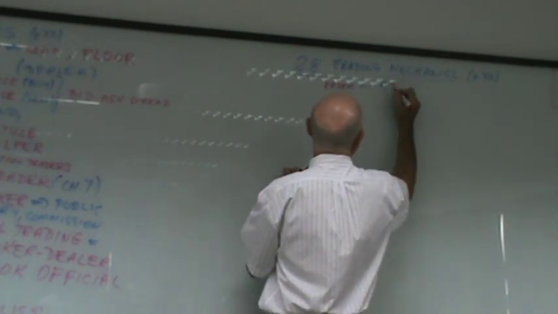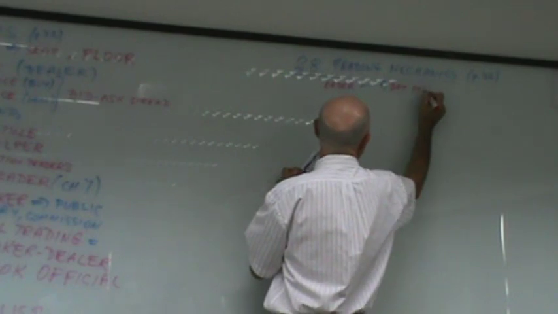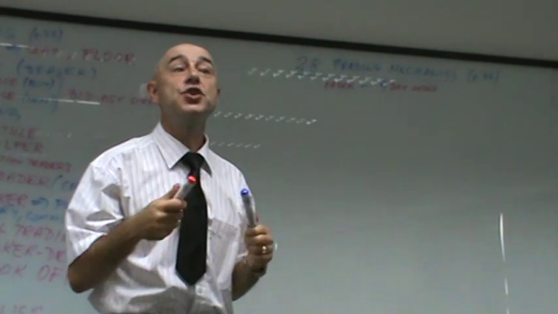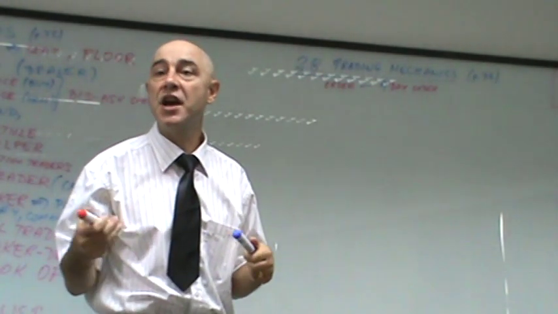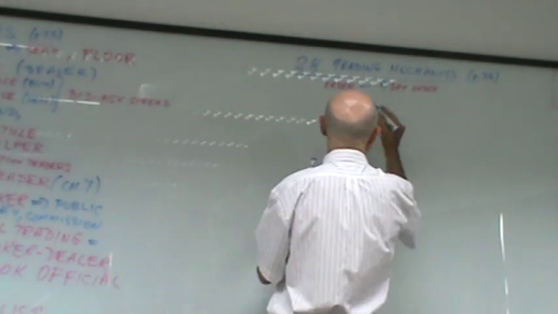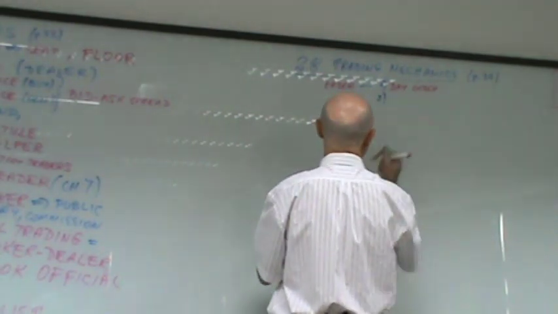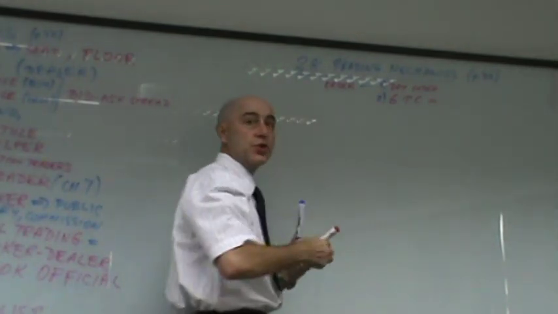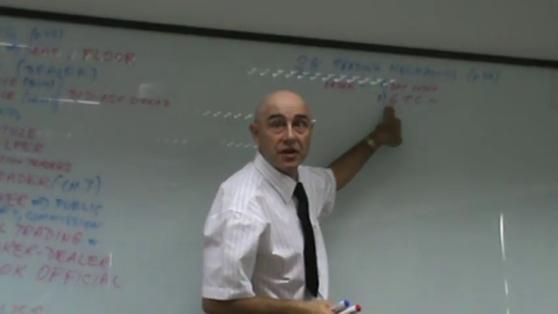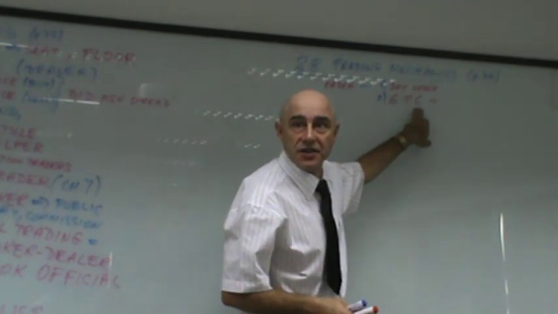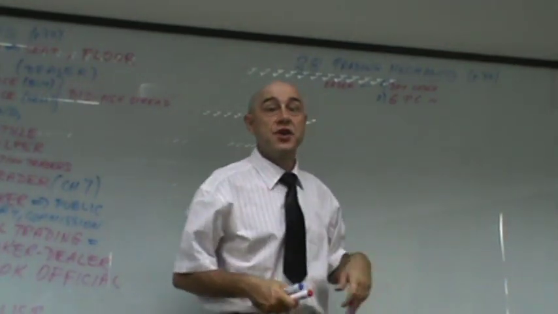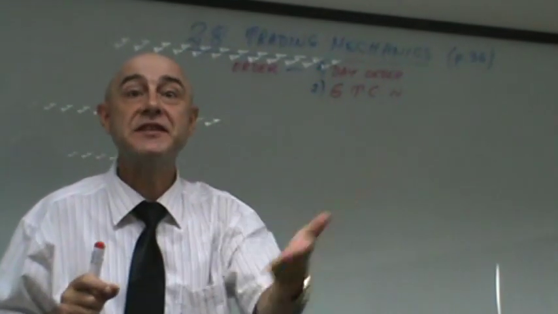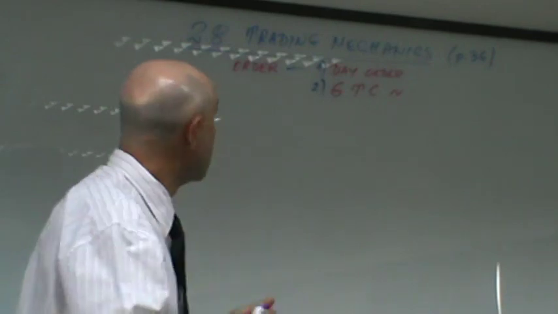You can have a day order. This is an order valid during the trading day. GTC order. Good till canceled. So, you place an order, GTC, it's good, unlimited, until you go and explicitly cancel it.